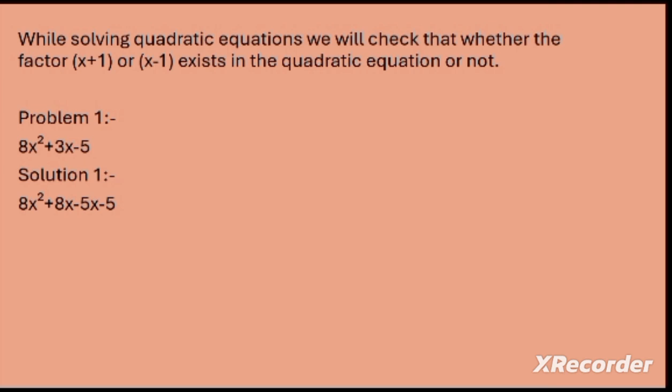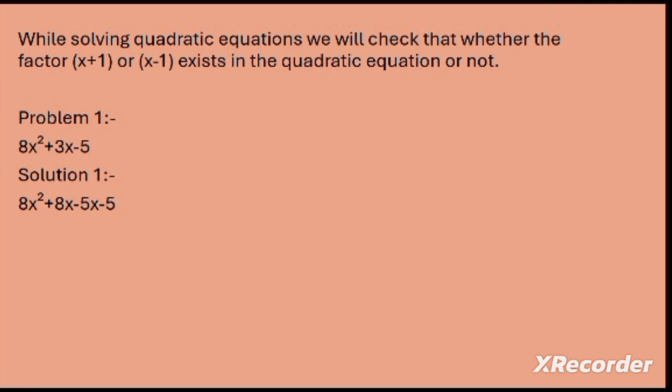Now the next step. In the next step, if I want to make 8x into plus 3x, what should I do? I will subtract 5x from 8x, then it will become plus 3x. So I will write down minus 5x along with 8x. And our last term is minus 5, so write down minus 5 as it is, as I told you before that we will not make any changes in the last term.